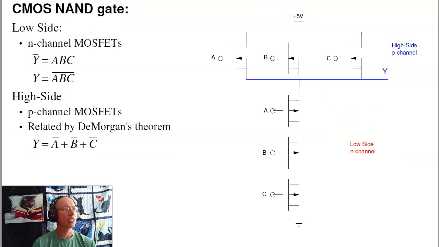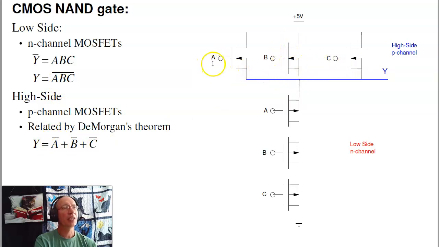I can do the same thing with a NAND gate. For a NAND gate, I want Y bar to be A and B and C. So Y is pulled low if A is on, and B is on, and C is on. So AND is series. Using De Morgan's theorem, AND becomes OR, series becomes parallel. Y is not A, or not B, or not C. And that's what you have here.